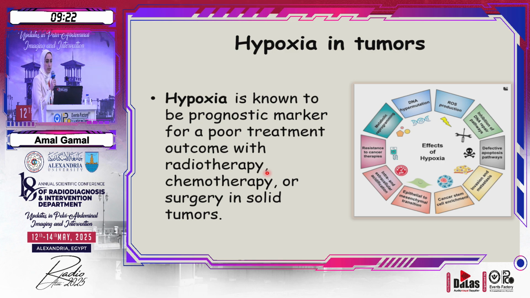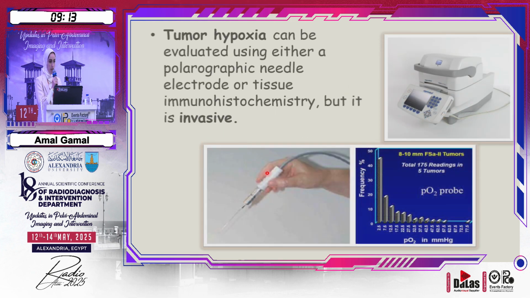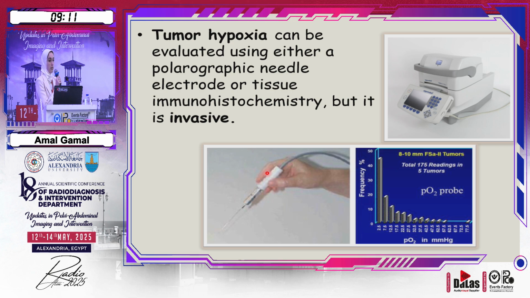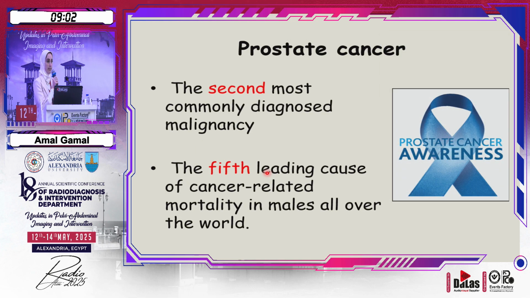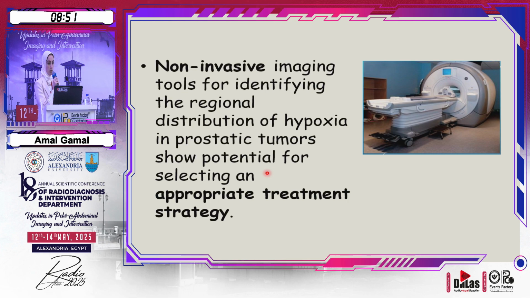Hypoxia is known to be a prognostic marker for a poor treatment outcome with radiotherapy, chemotherapy, and surgery in solid tumors. Tumor hypoxia can be evaluated using either polarographic needle electrode or tissue immunohistochemistry, but this is invasive. Prostate cancer is the second most commonly diagnosed malignancy and is the fifth leading cause of cancer-related mortality in males all over the world. Thus, non-invasive imaging tools for identifying the regional distribution of hypoxia in prostatic tumors show potential for selecting an appropriate treatment strategy.